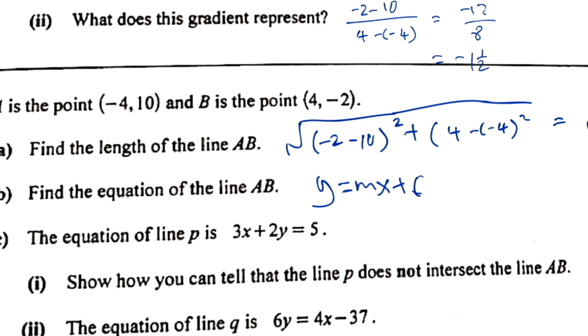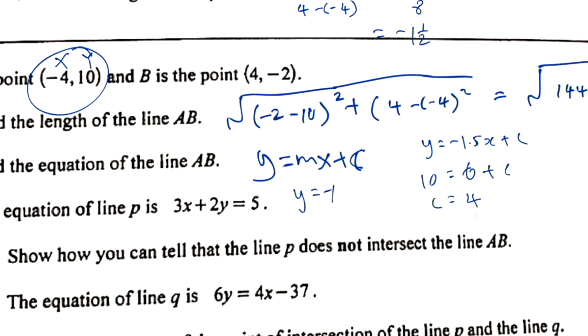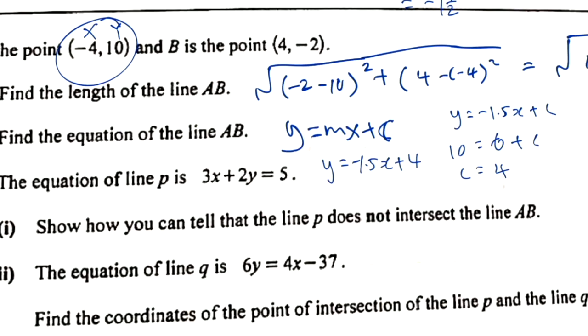So how do you find c? You substitute an x and y value inside. So we get y equals negative 1.5x plus c. Let's choose this one, this is x, this is y. So 10 equals negative 1.5 times 4, which is negative 6, plus c. c equals 4. So the equation is y equals negative 1.5x plus 4. Is this okay? Next.